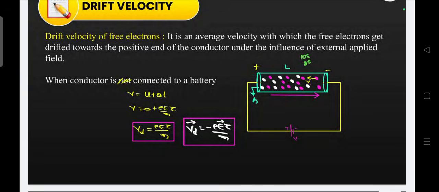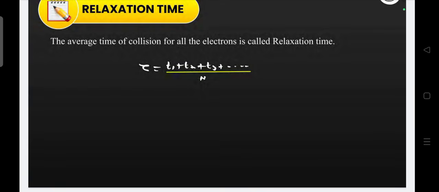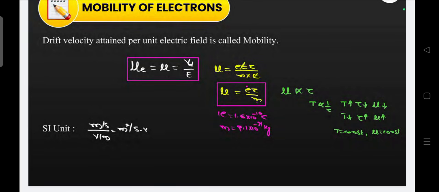On the basis of this topic, let's see the questions in the KCET exam. Relaxation time: the average time of collision for all the electrons is called relaxation time. This is the formula for relaxation time. Next is mobility of electron. Drift velocity attained per unit electric field is called mobility. This is the formula for mobility of electron.